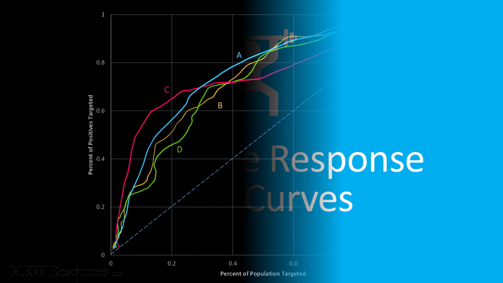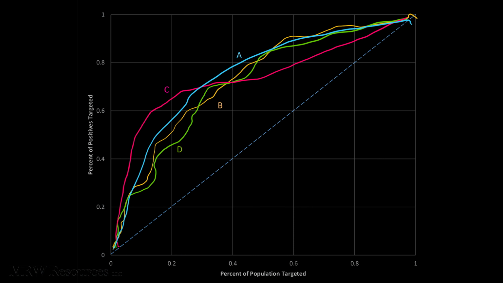Let's take a look. As we saw with the ROC graph, the diagonal indicates our random baseline performance. As we target more of the population, we target more of the positive cases. What we want to see is that if we target, say, 20% of the population, we'll find more than 20% of our positive cases, and hopefully way more.